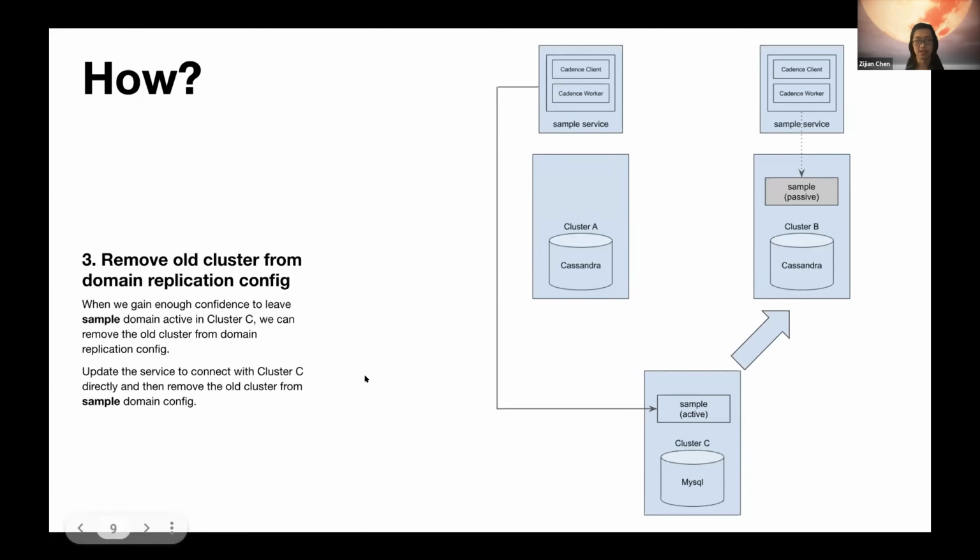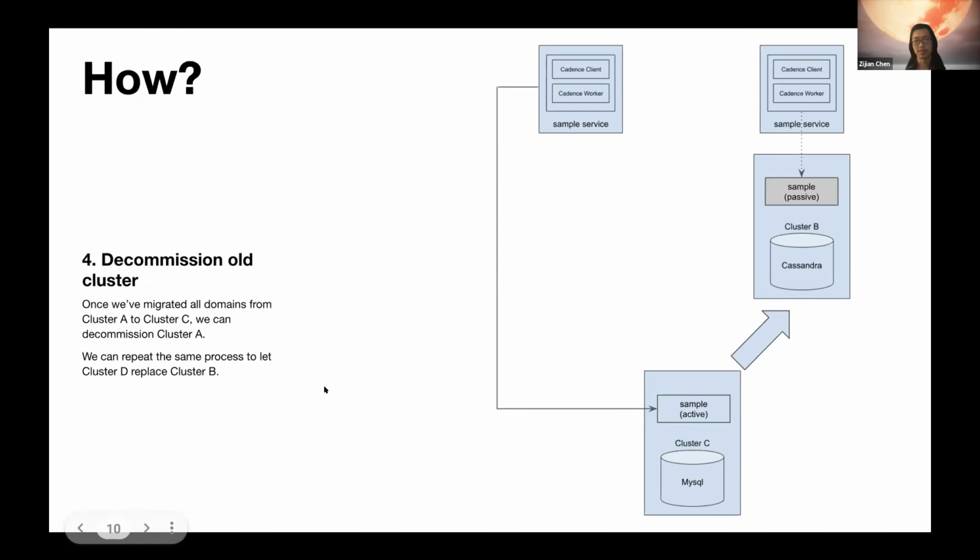At this point, the sample domain is active in cluster C, and it is only replicated to cluster B. And there's no domain in cluster A, so no workflow data in cluster A. So we can move to the next step: we can decommission cluster A. You see in the graph, we have successfully replaced the cluster running on Cassandra with a cluster running on MySQL. And you can repeat the same process to replace cluster B with another cluster.